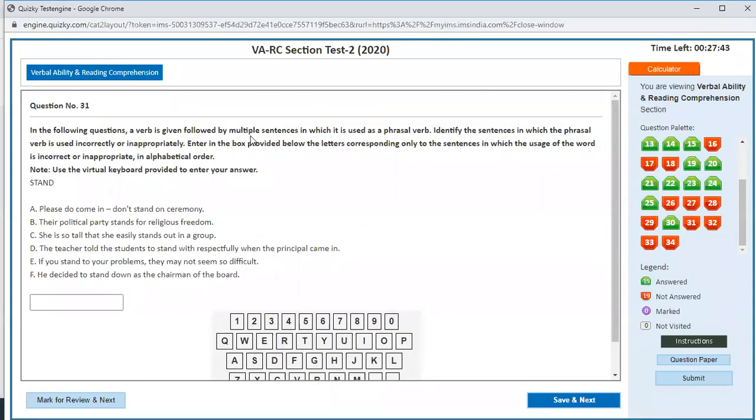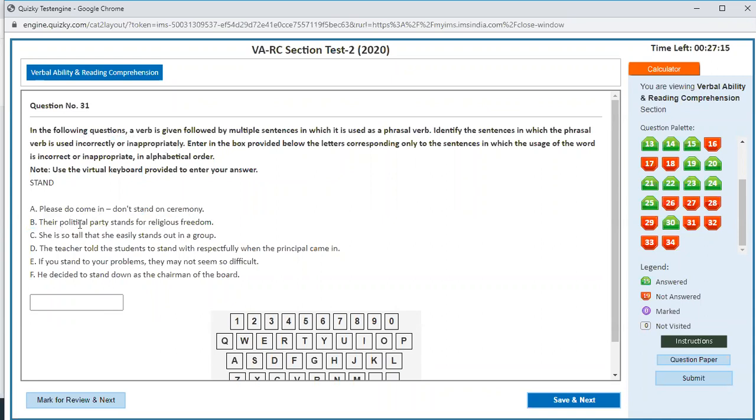Next, stand. Is this the same phrasal verb given in multiple sentences? Identify the sentences in which the phrasal verb is used incorrectly or improperly. Okay. Stand is something they're talking about first. Please do come in. Don't stand on ceremony. Okay. Don't stand on ceremony. Please do come in. Is that a formality? मत करो. Don't stand on the ceremony.